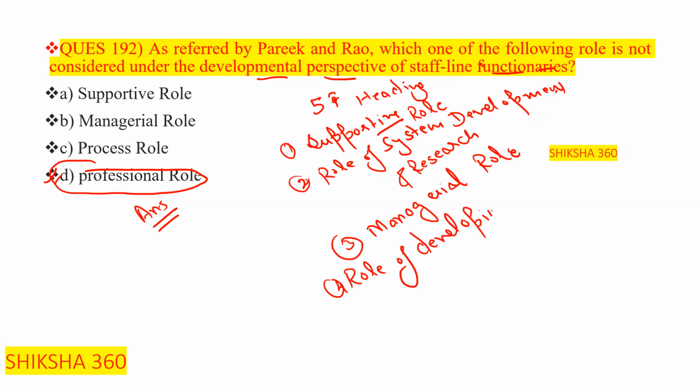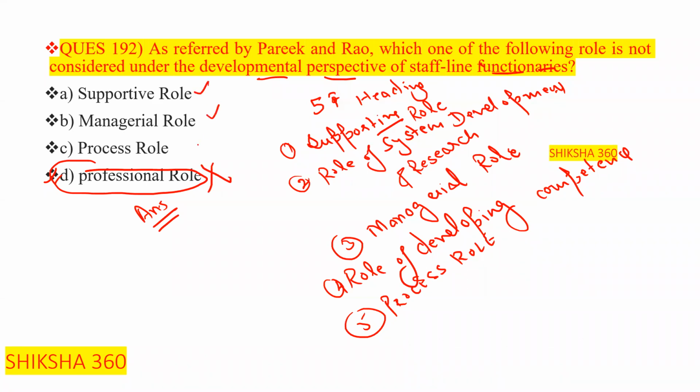Please remember these things. That's why I'm writing here again. Fifth one is the process role. And here they have written professional role. Which one is wrong? Second and fourth they have not given, so please remember both these points also. And they gave this in the year 1981.